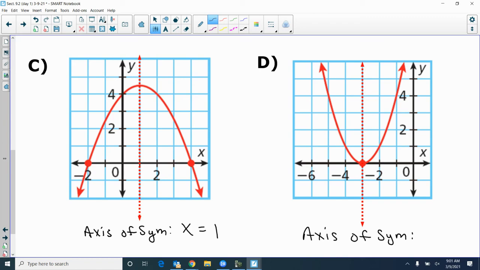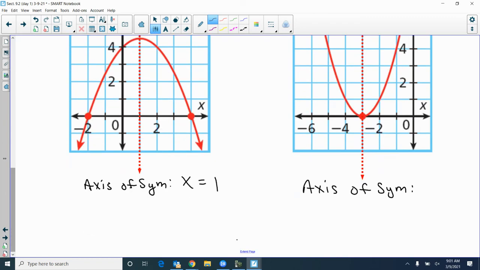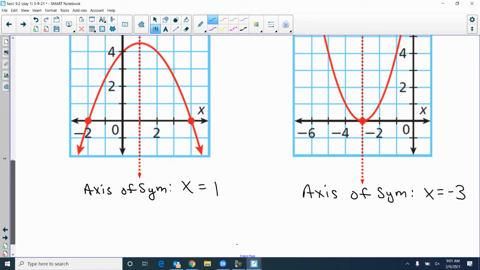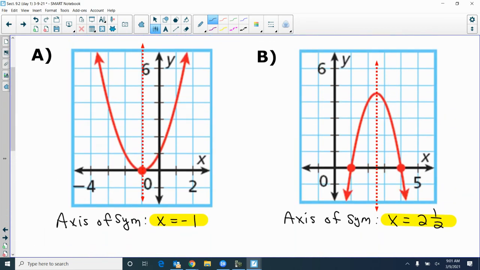And then, Jay Lee, how about D? X equals -3. All right, make sure everything says x equals, for all of those. And it's just identifying. There's really no work to do unless it doesn't hit in the middle. And then you kind of just take the average of the x's. So you do 1 plus 4, which is 5, divided by 2, you get 2.5.